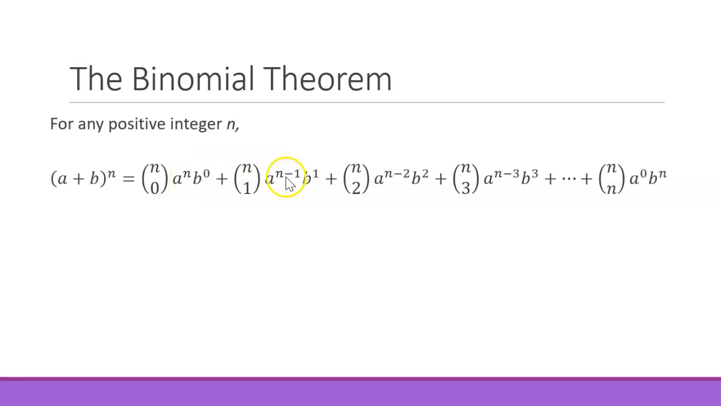Then we're going to drop the power by 1 of a, and that's the first appearance of b to the 1st. Then we're going to drop the power of a again, and increase the power of b by 1. Drop the power of a again, n minus 3, increase the power of b by 1, all the way until the last term where there's no a's, a to the 0 is 1, and b, the second piece of the binomial, is finally raised to the nth power. So this will get us the expanded binomial without having to multiply it all out.